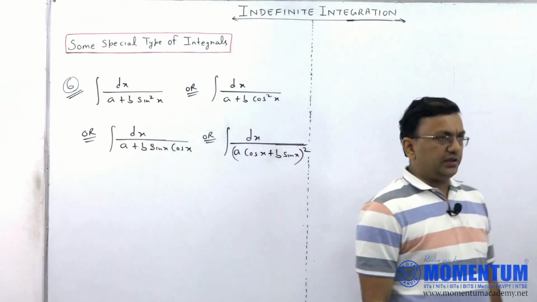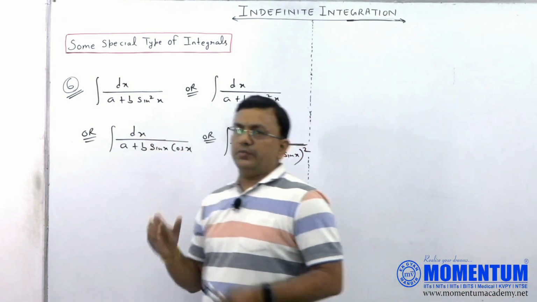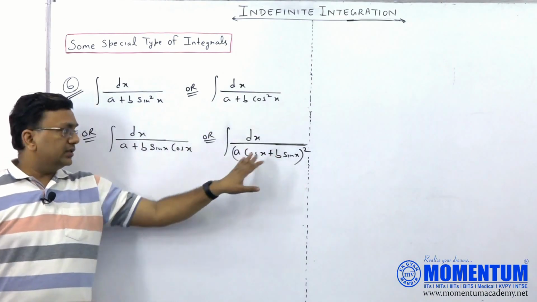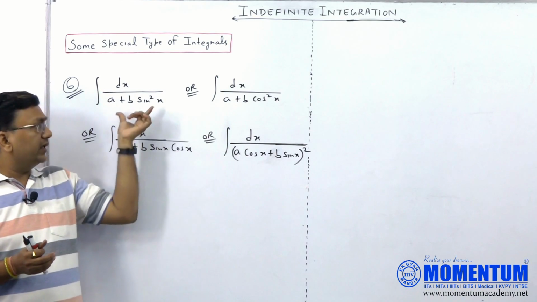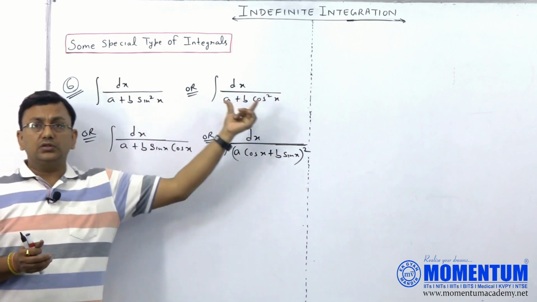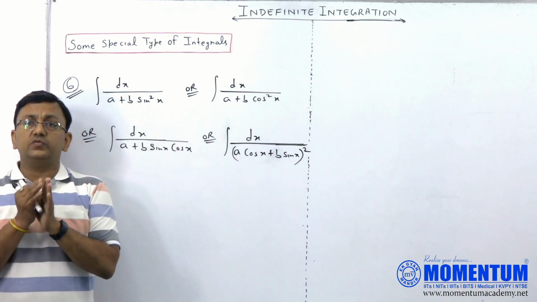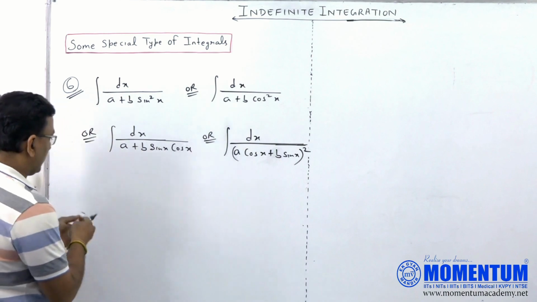Now student, we have special integral number 6. What is its identification? Denominator has term of sin square, cos square or sin plus cos whole square, sin into cos. Denominator has sin square, cos square or sin into cos. We will recall special integral number 6. What to do here?